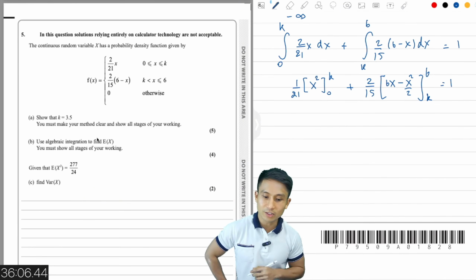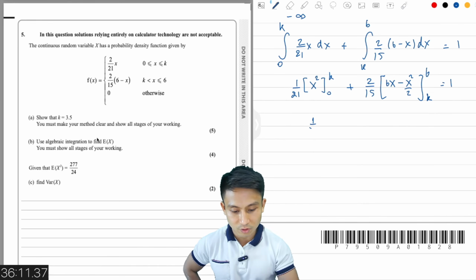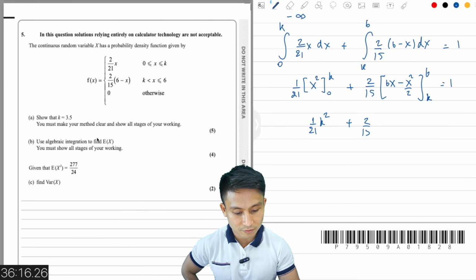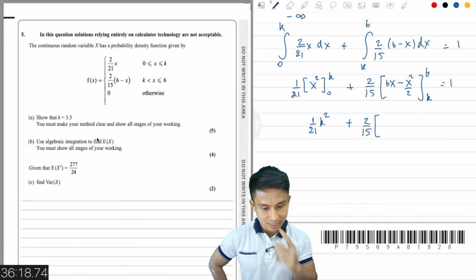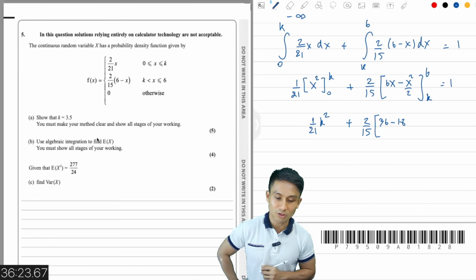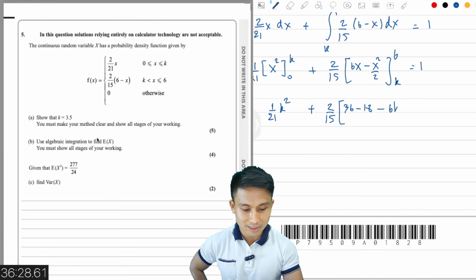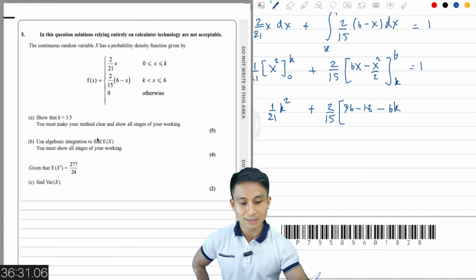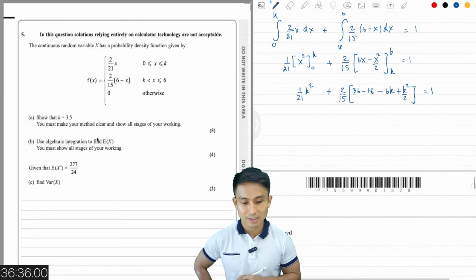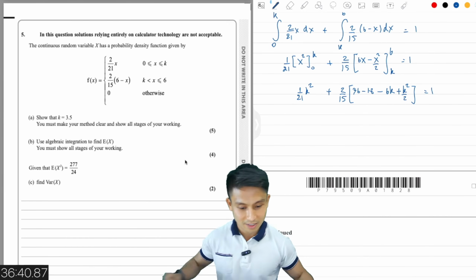So for the first integral, we sub in k and 0, but the 0 will make that vanish. So we just have 1 over 21 k squared. The second one is 2 over 15 first. Then if you plug 6 in, you get 36 minus 18, that's 6 squared over 2. And then we do minus the lower bound, so that's 6k. And then minus minus, so we get plus k squared over 2 here, equals 1. And that's everything. Now you need to solve the quadratic, basically.